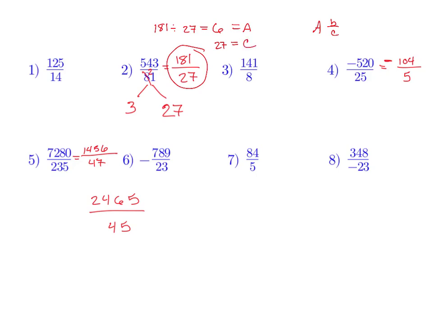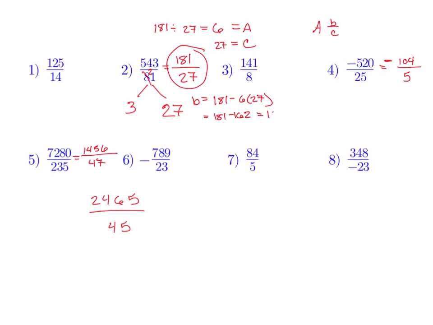How do you guys think we can find the remainder? By timesing 6 by 27. Yeah, B is equal to 27 times 6, and then we're going to subtract that from 181. 162. So it's 181 minus 6 times 27. So 181 minus 162, which is equal to 19, right?